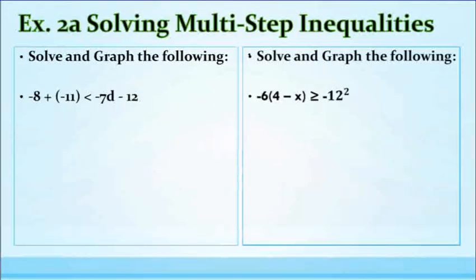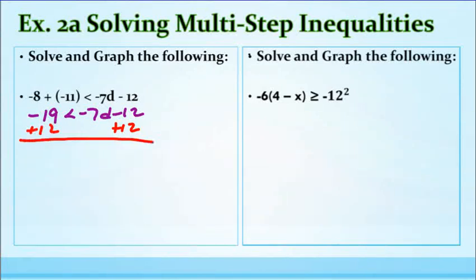Second group of problems. Here we have more steps involved with it. So here we have negative 8 plus negative 11 is less than negative 7d minus 12. So let's first combine on one side. So this would give us negative 19 is less than negative 7d minus 12. Then I get all my integers to one side, so I need to add 12 to both sides. And now I have negative 7 is less than negative 7d. To get d by itself, I divide by negative 7.